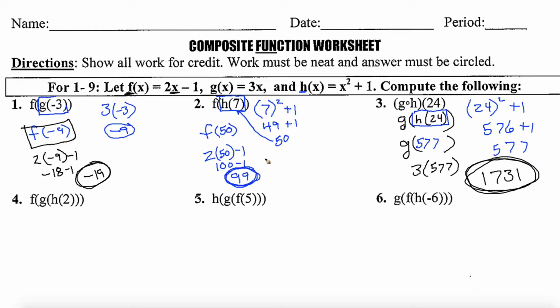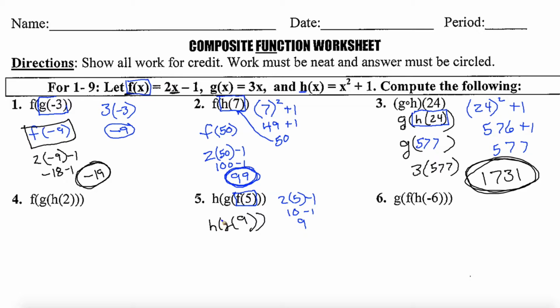Okay, let's go on to number 5. Number 5, this one has 3 functions. Again, start only in the middle. So the very center, we're just going to find out what f of 5 is. f of 5 is the same thing as 2 times 5 minus 1. I'm going up to the f function and plugging in a 5 right there. 2 times 5 is 10, minus 1 is 9. So I know f of 5 is 9. So let's rewrite the rest of it: h of g of 9.